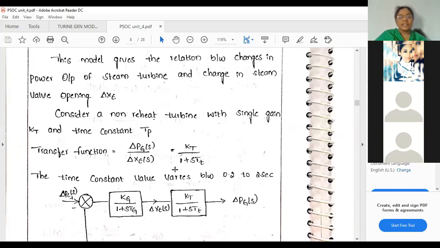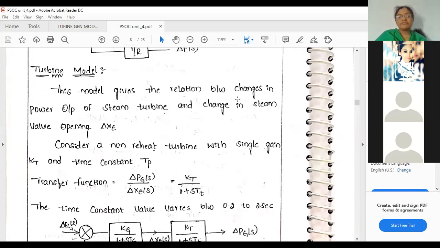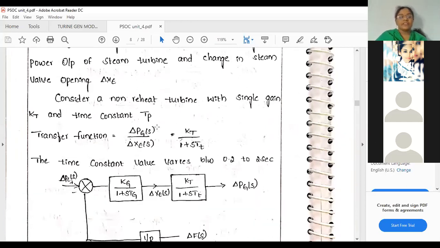The turbine model. This gives the relation between change in output and the steam. Here, what is the valve opening, delta XE, or delta YE, whatever representation you take in the linkage mechanism. Here we are taking XE, which is nothing but the steam input. Consider a non-reheat turbine where the output is your generation and the input is the steam input.